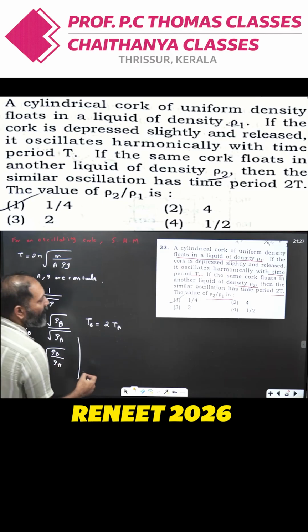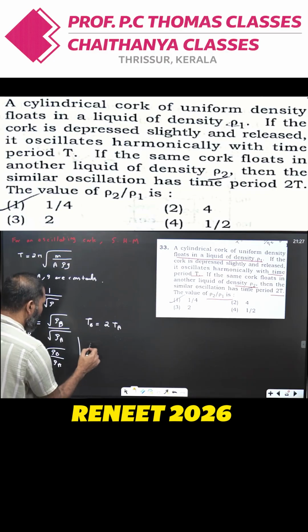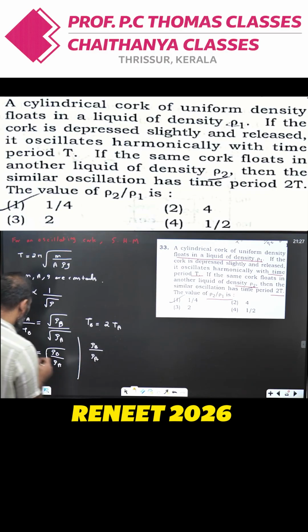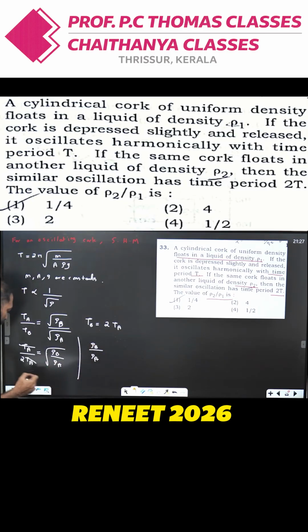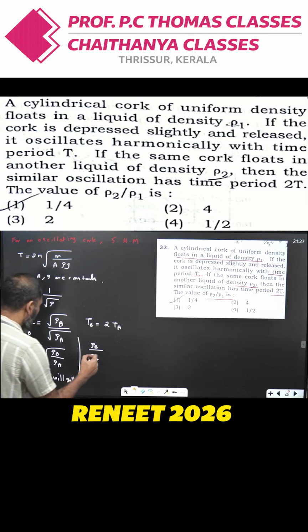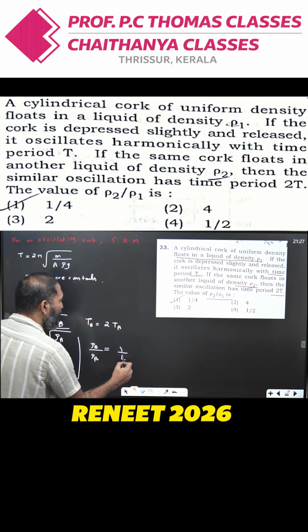So what we have to find out? I have taken B and A, you can take ρ2, ρ1. So what is ρB by ρA? TA gone, it is 1 by 2, right? If you make squaring, what will we get? ρB by ρA is equal to 1 by 2 square, so it is 1 by 4.